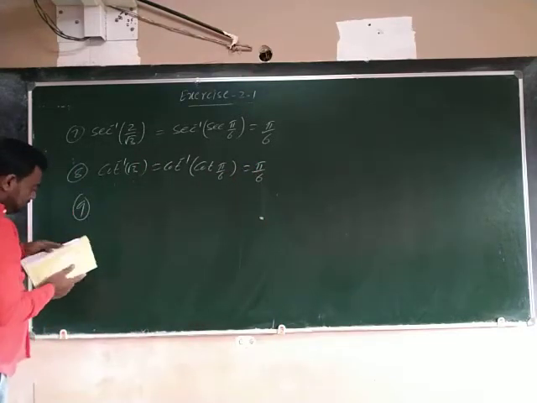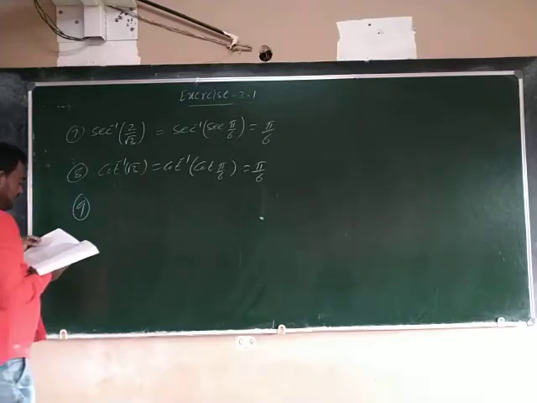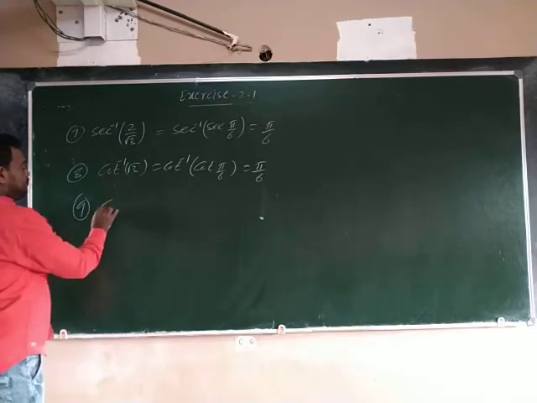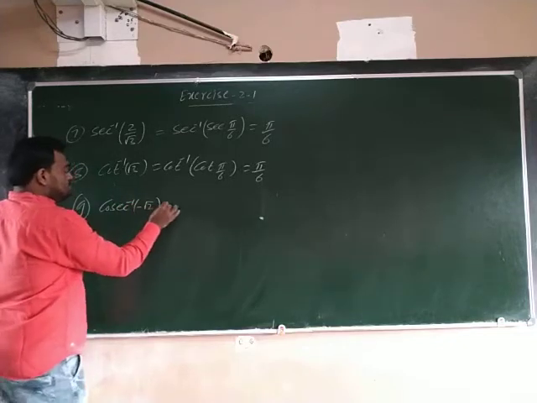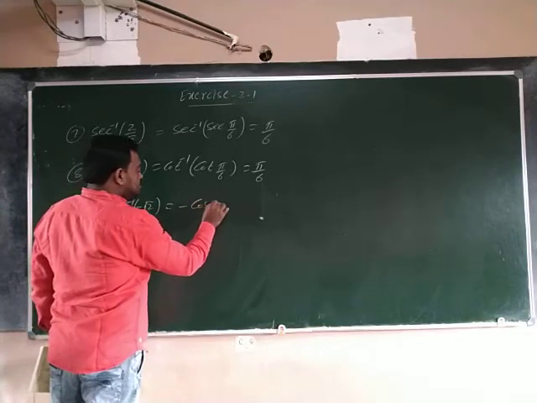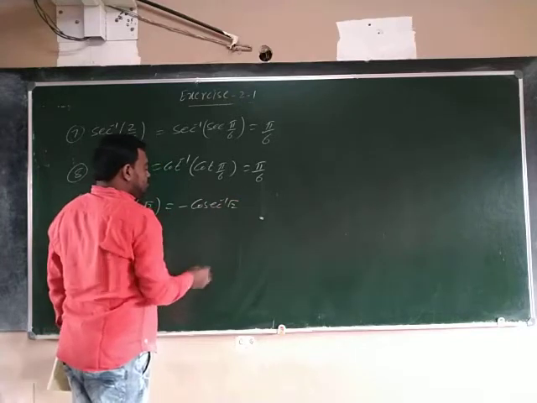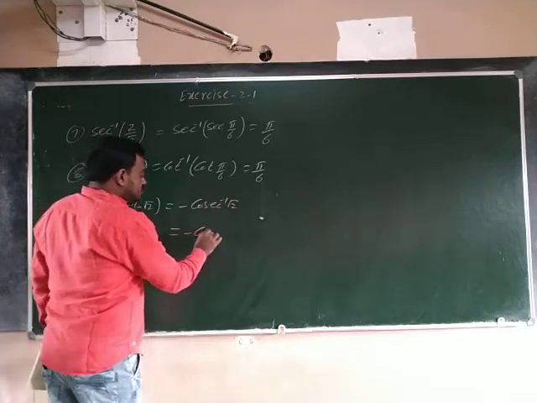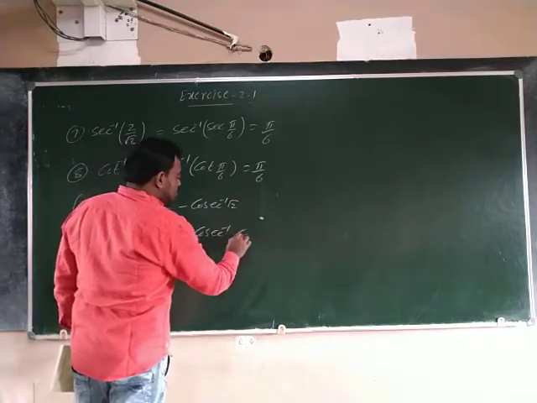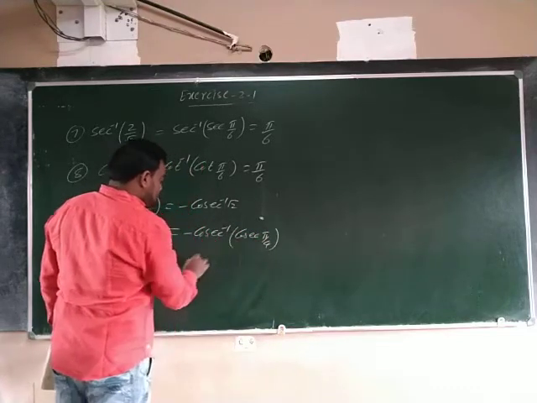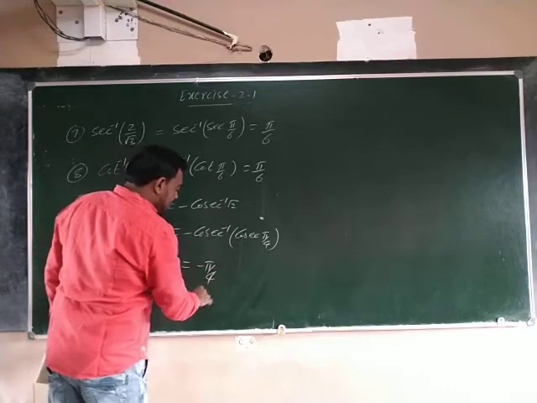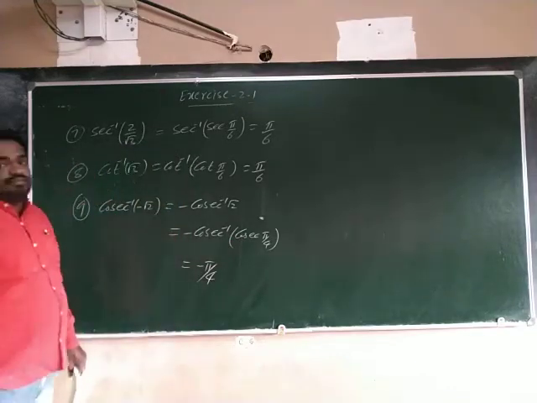Ninth question. Cosecant inverse of minus root 2. Cosecant inverse of root 2 is cosec pi by 4. So this is minus pi by 4, which is the answer.